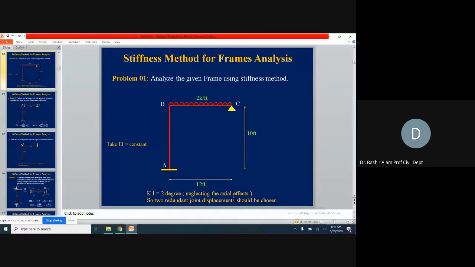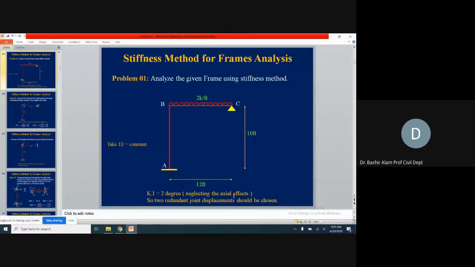Now 2 redundant joint displacements should be chosen, and what will be those 2 unknowns? It will be theta at B and theta at C. But we will make a general notation for this, and instead of thetas and deltas, we write them in terms of the Ds.